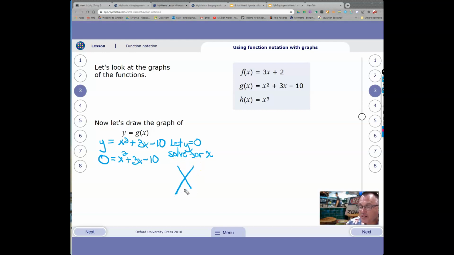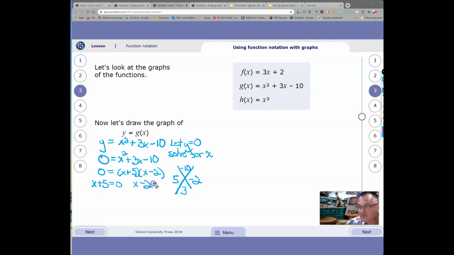I'm looking at what two numbers multiply together to give me negative 10, and at the same time add together to give me 3. Well, positive 5 and negative 2 work. So 5 times negative 2 gives me negative 10. When I add them, I get positive 3. So the shortcut for factoring this is going to factor into two binomials, x plus 5 and x minus 2.